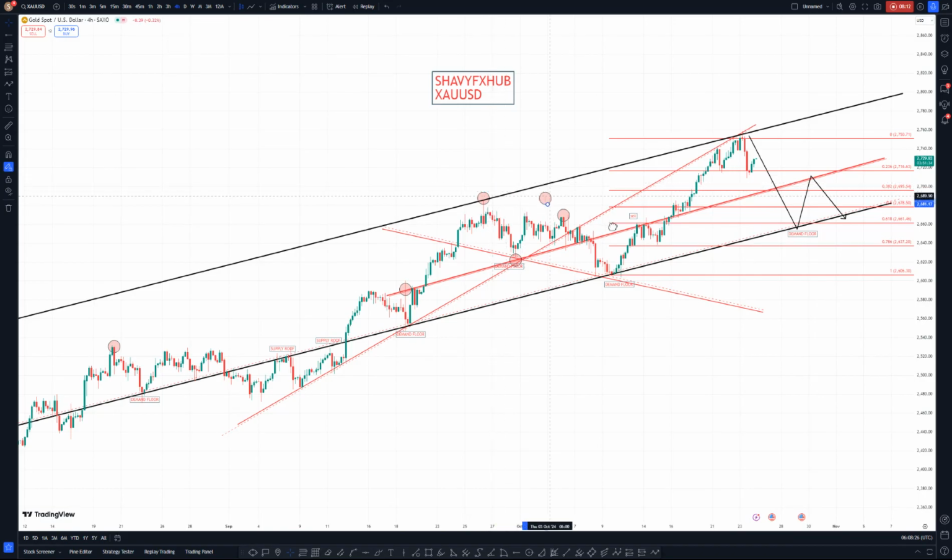So for now, this is what we see for XAU USD, and I feel price might be going to retest the roof. Price will be going to retest the roof. That's also possible. It might go to the roof and possibly extend.